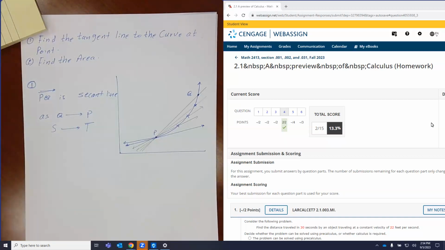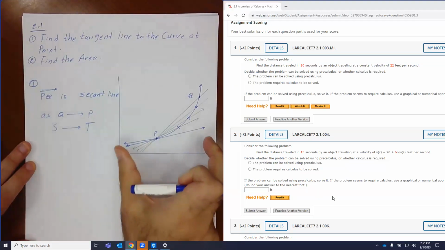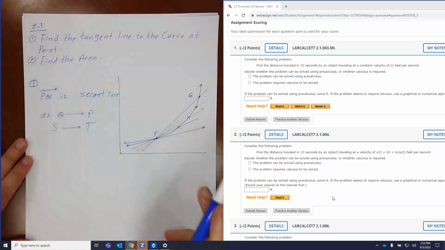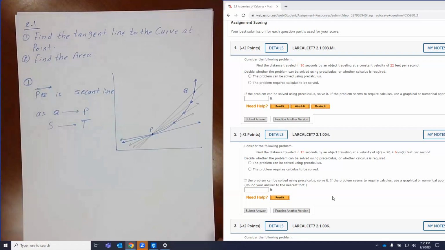And the second problem, first of all, we're going to start doing some examples, and then we're going to jump to the second problem. So before we start the first example, as the Q approaches the P, the secant line approaches the tangent line, and this is called the limit. And that's what we're going to cover in section 2.2.